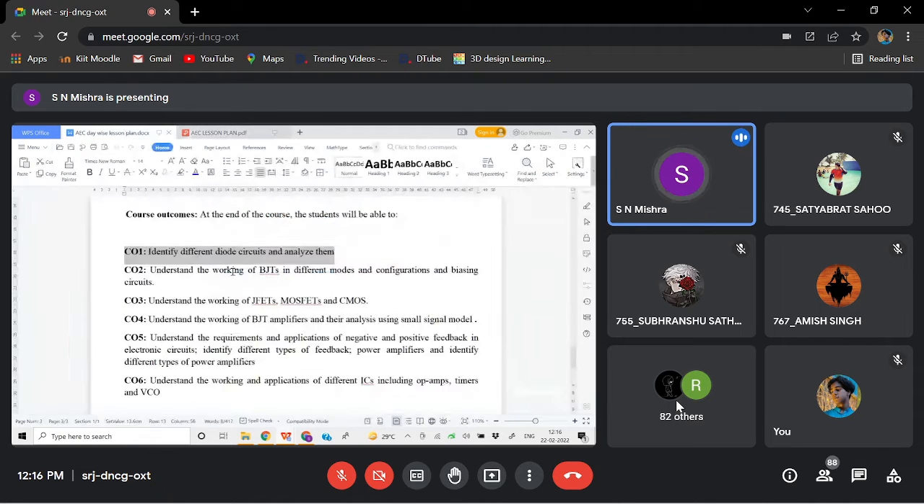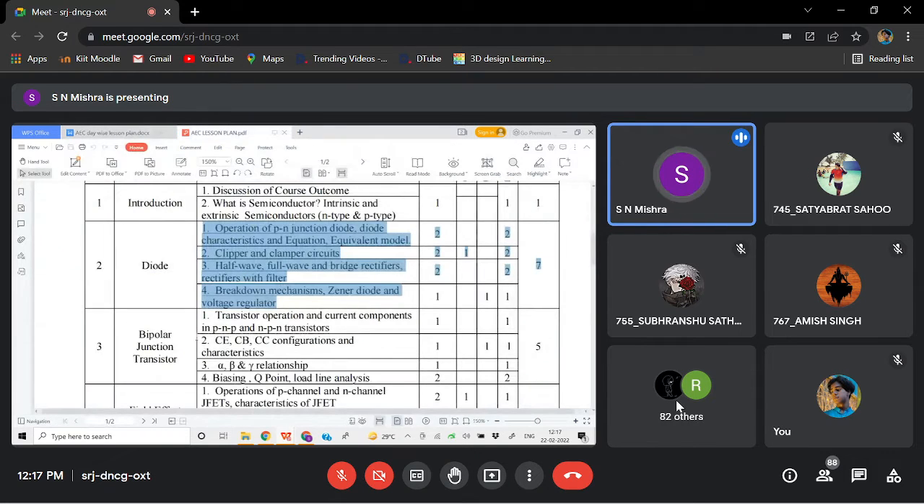Once it completes, you can see the CO that is defined is fulfilled: at the end of the course, the student will be able to identify different diode circuits and analyze them. Okay, is it clear?